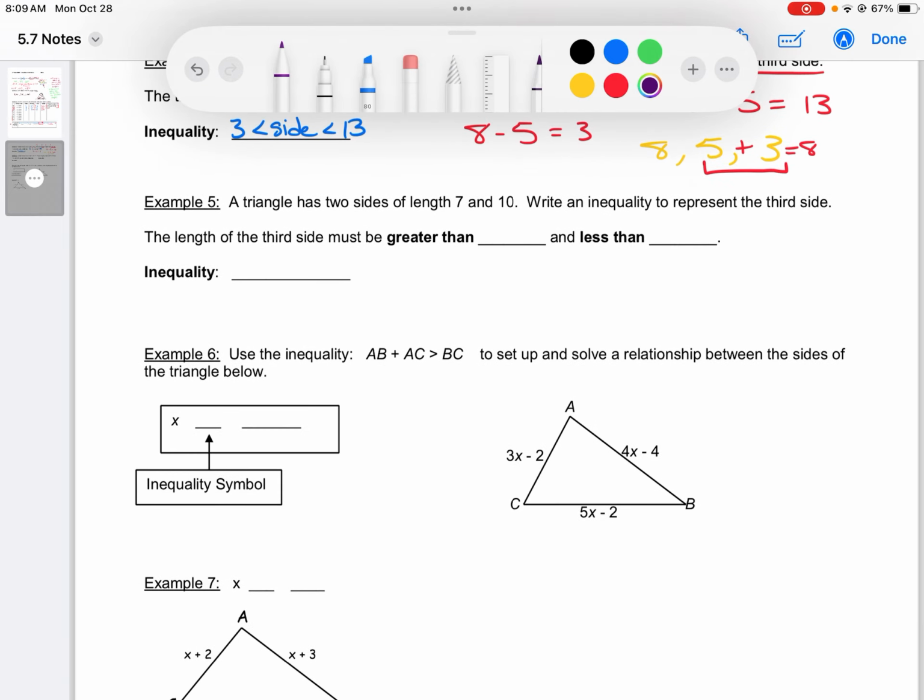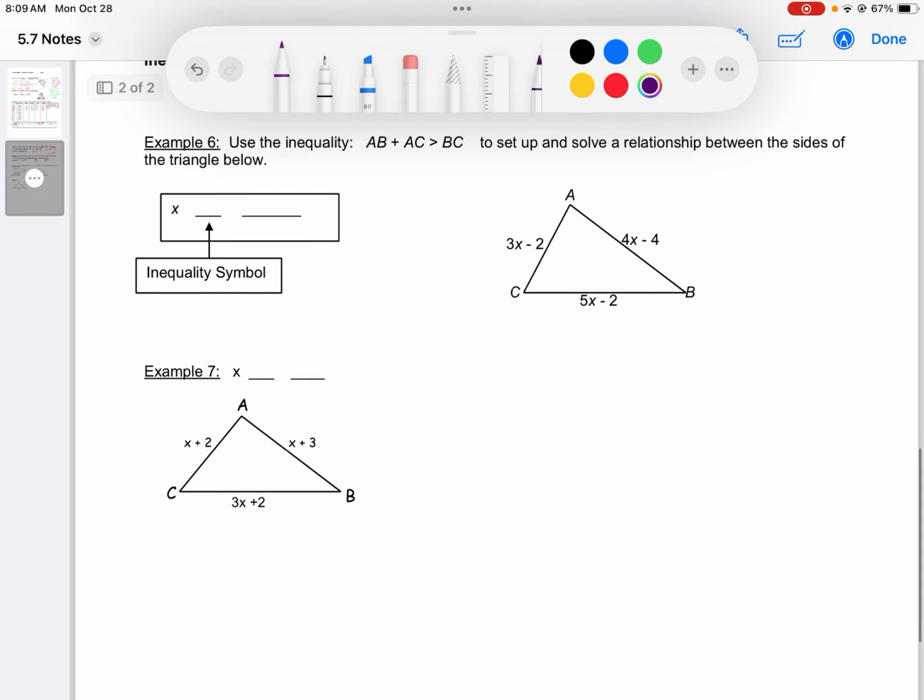All right. Example 5, a triangle has two sides, 7 and 10. Write an inequality to represent the third side. Well, the same thing. It's got to be greater than 10 minus 7, which is 3. It's got to be less than 10 plus 7, which is 17. And so our third side of the triangle must be greater than 3. I'm just going to call the third side x, and less than 17.